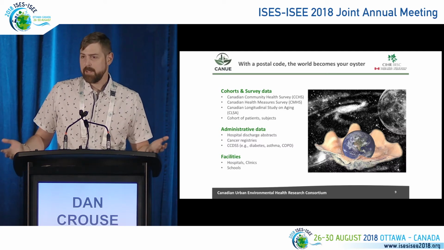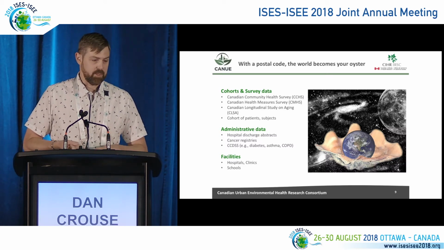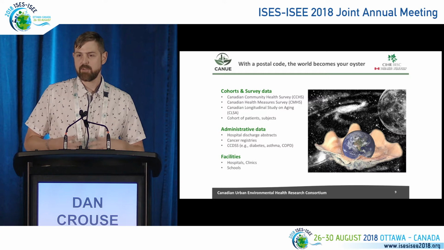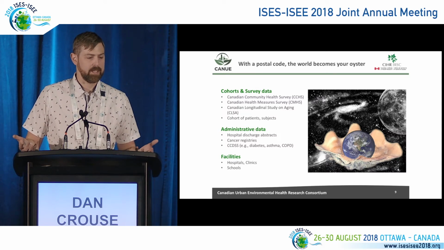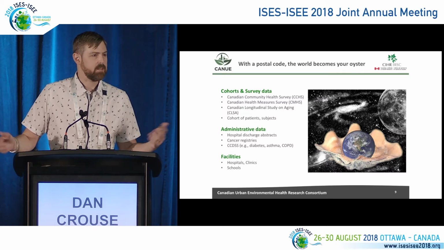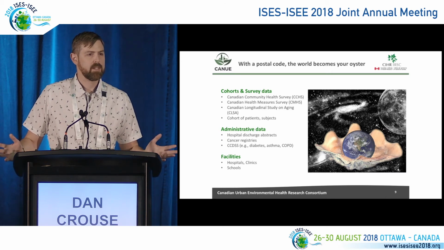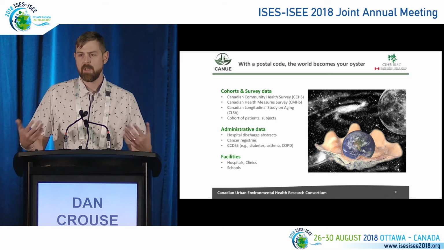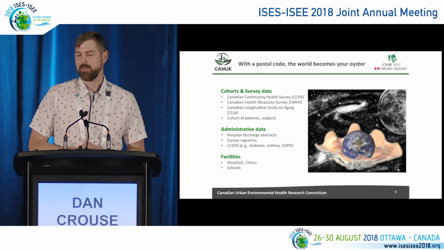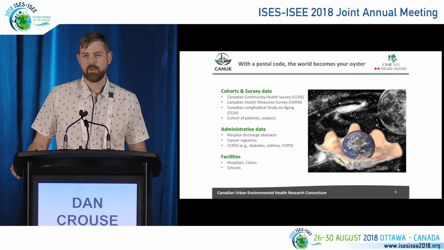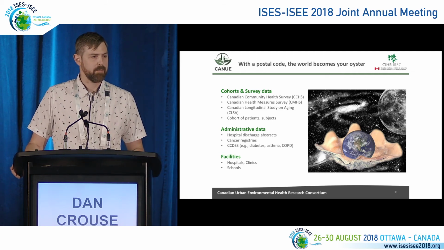Also, if you're working with administrative data like discharge abstracts or data from cancer registries, those all have postal codes and so can be readily linked. And then also facilities, if you want to do some kind of study on schools or hospitals, of course they will have a locational postal code so that you can link them up with different environmental data sets.